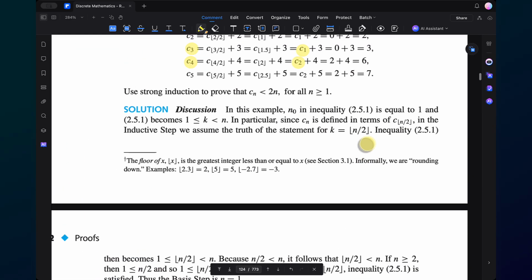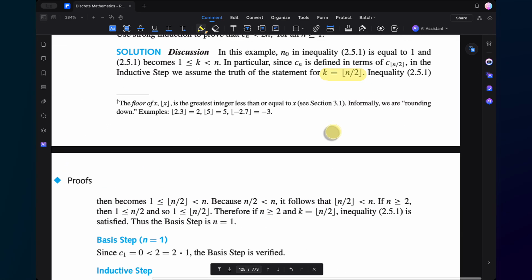Now here's our solution. In this example, n0 is equal to 1, and because it says 1 is less than or equal to k is less than n. In particular, since C sub n is defined in terms of C of the floor of n over 2, in the inductive step we assume the truth of the statement for k equal to that number, whatever that is. That's what we're going to use. We're going to assume it's true for that. Okay.